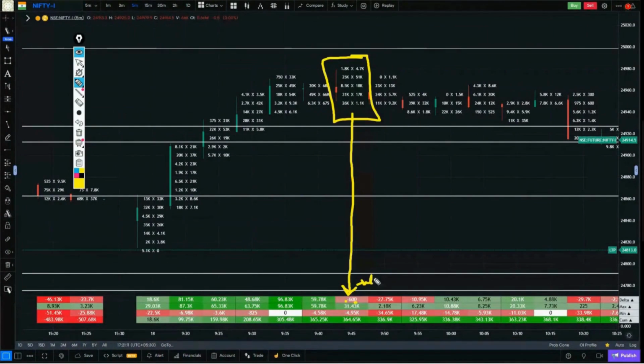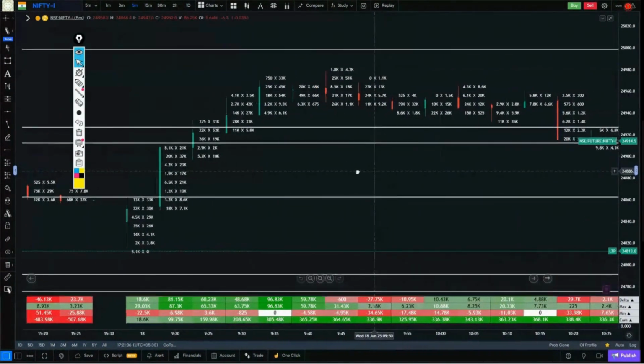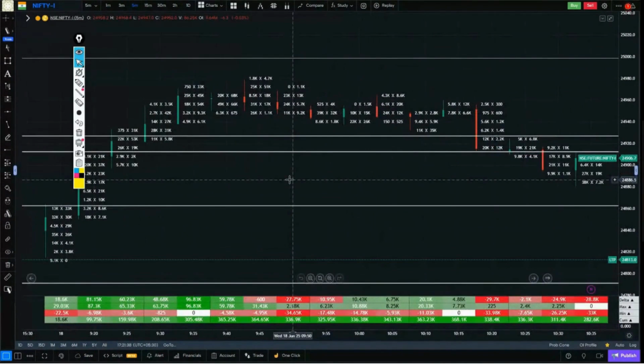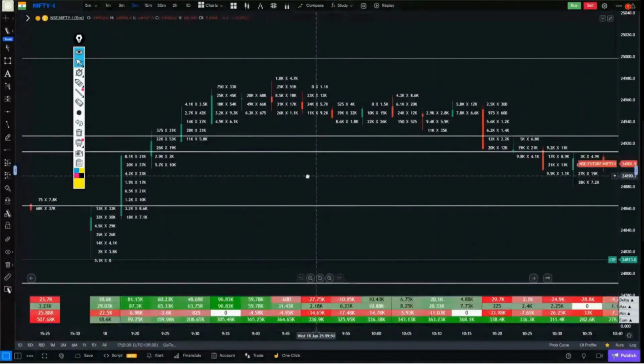Whenever there are more sellers, the value is called negative delta. Negative delta equals sellers, and whenever there are more buyers, we call it positive delta. The value of positive delta will always be visible inside the green box. So now we know what delta is. We know about positive delta and we know about negative delta.